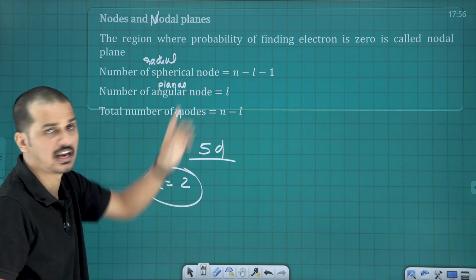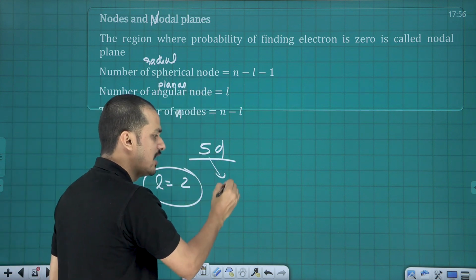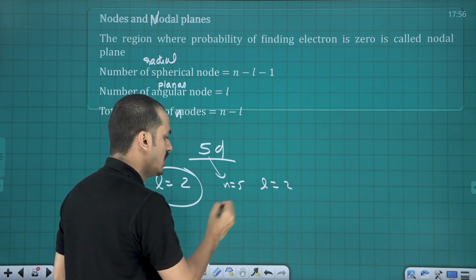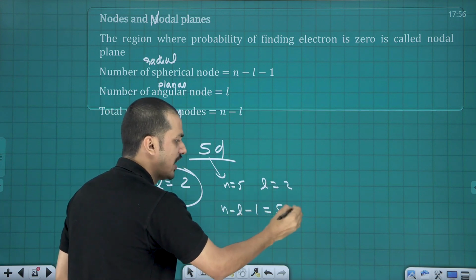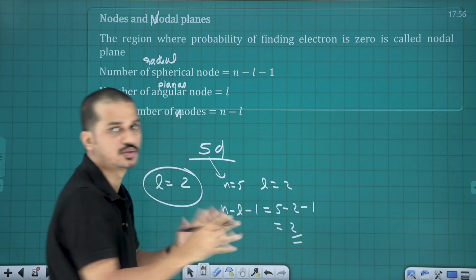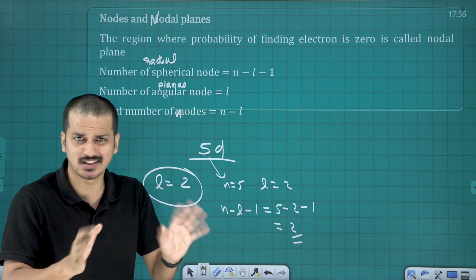How many spherical nodes or radial nodes should be there? Its N value is 5, L value is 2. So N minus L minus 1, that is 5 minus 2 minus 1. So total 2 radial nodes will be there. This is the idea.